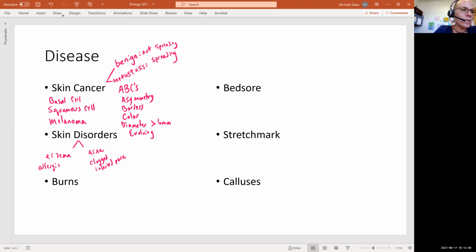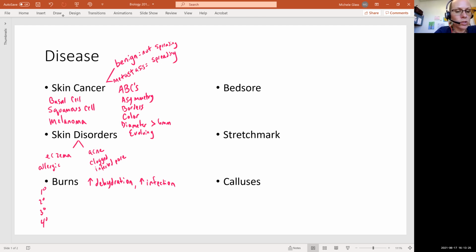Burns are dangerous because you have increased risk for dehydration. You're basically losing that outer barrier that's protecting the insides of the body. And you also have an increased risk of infection. So the two hazards with a burn are increased dehydration and increased infection risk. We have 4 degrees. So you have 1st degree, 2nd degree, 3rd degree, and 4th degree burns. And it's all in how deep that burn is.